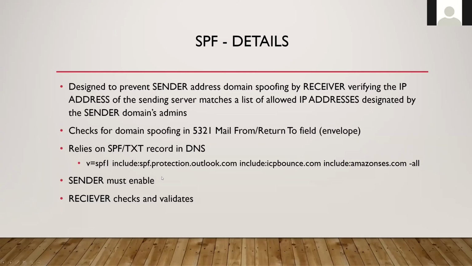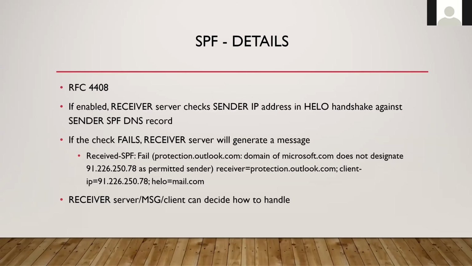Sender has to turn it on, receiver just validates it. There's the RFC in here if you want to get into the nitty-gritty details. Happens in the hello handshake. If it fails, the receiver server will generate a message. Example of that there, received SPF fail, protection.outlook.com: Microsoft doesn't designate this IP that this came from as a permitted sender.